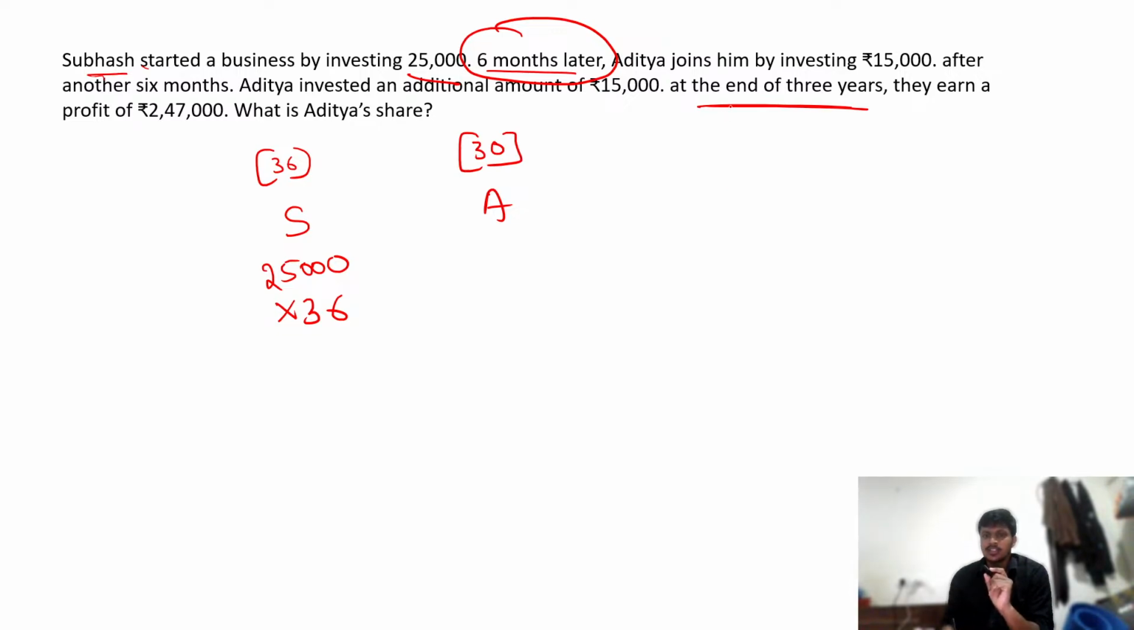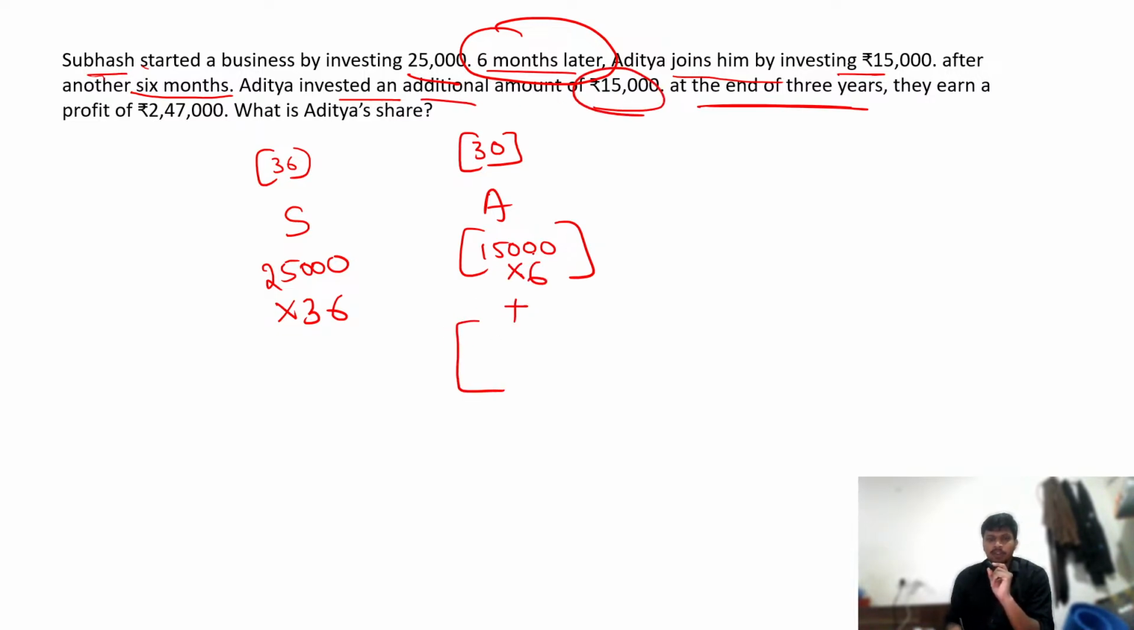In that 30 months, he joined by investing 15,000 first. Okay, let us take 15,000 first. Now, after another 6 months, he is investing more. So if he is investing more after 6 months, it means this is there in the business for only 6 months. Later on, he is adding an additional 15.